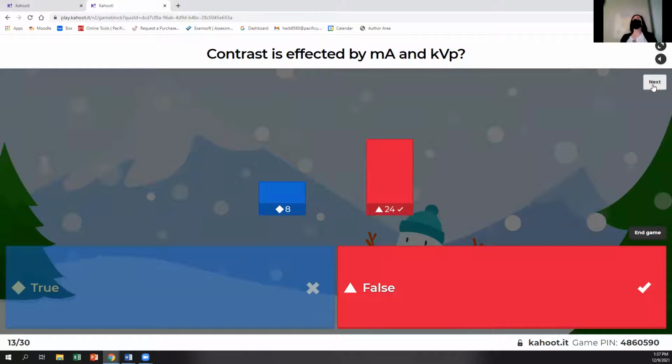False, yeah. So contrast is only really affected by, not the number, because remember mA is the number of electrons, but kVp is like the power, and contrast is really only affected by the power. So density is affected by mA though, but contrast is only affected by kVp.